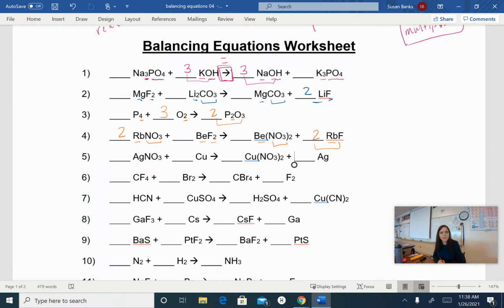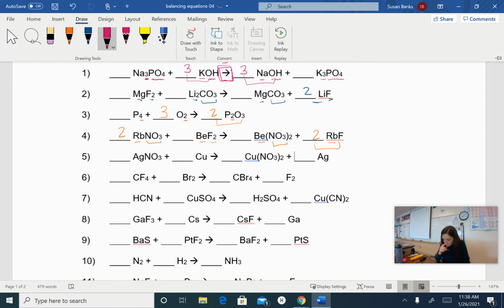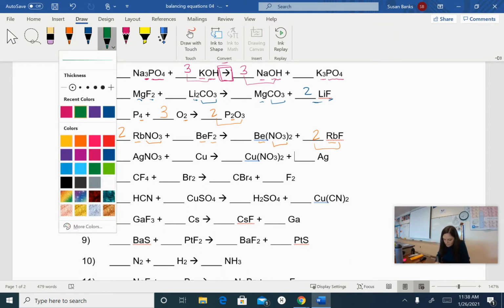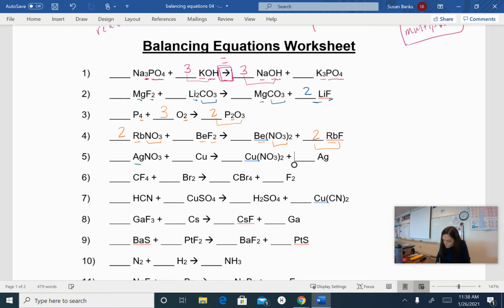How'd you do on that one? Okay, let's look at this next one. Let's get another color. Let's see, I want to change this to green. Okay, 1 silver and 1 silver. Okay, so far. 1 nitrate group, 2 nitrate groups. So I need to multiply my silver nitrate by 2 to get me 2 nitrate groups. It also means I need to go back and multiply my silver by 2 so that I can have 2 silvers. Okay, 1 copper and 1 copper. Pretty good. Okay, try the next several on your own.